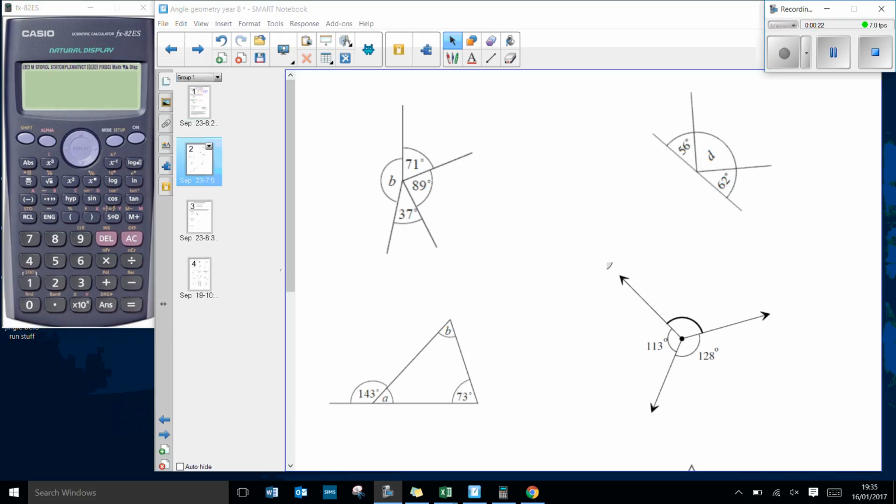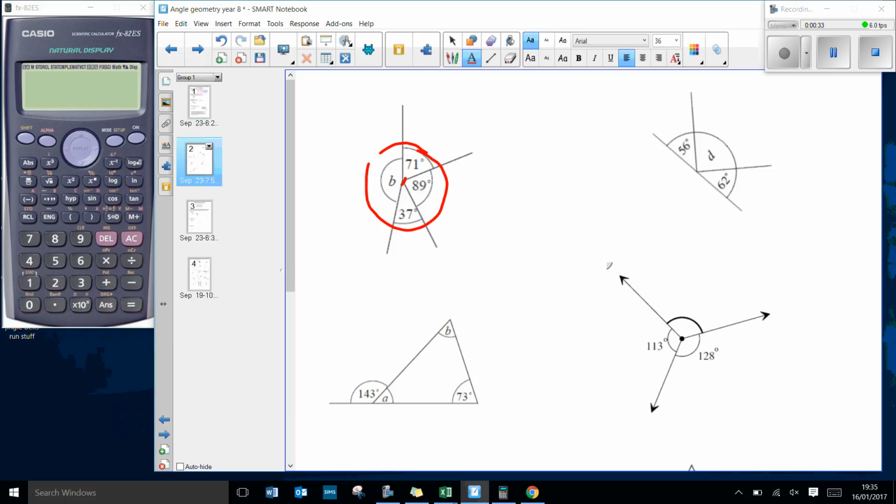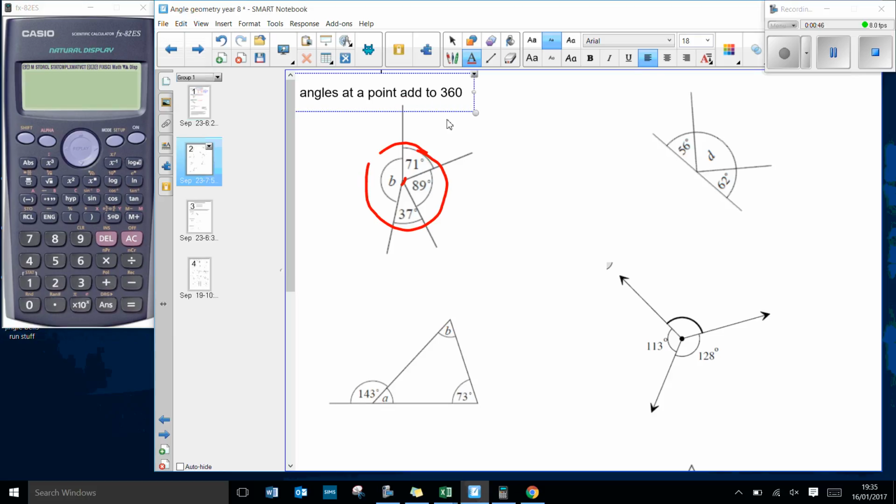So for this first one, we can see that we have a point here and we have angles surrounding that point. So this should be a straightforward angles at a point. I'm going to try typing them so it's neater for you. Okay, so that's our reason. We now need to work out this value.